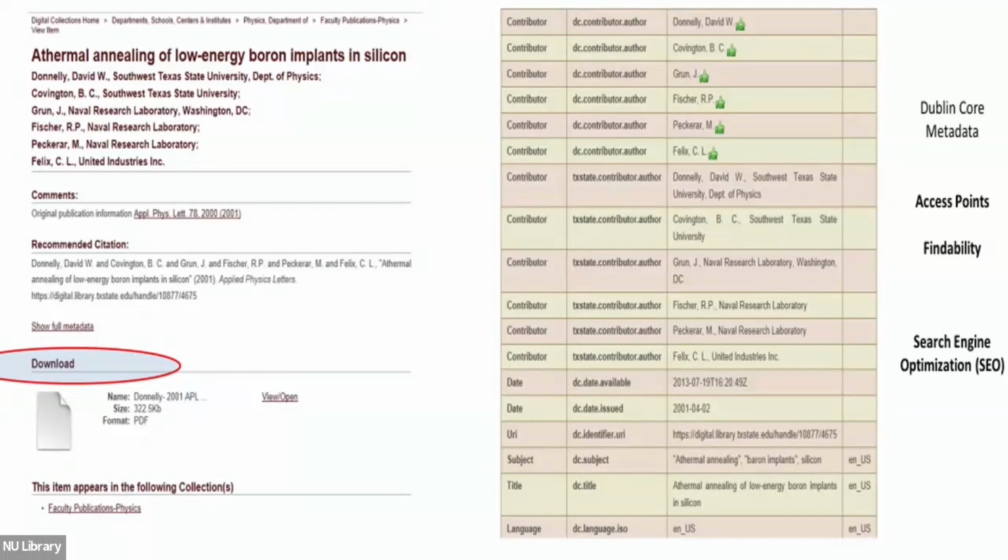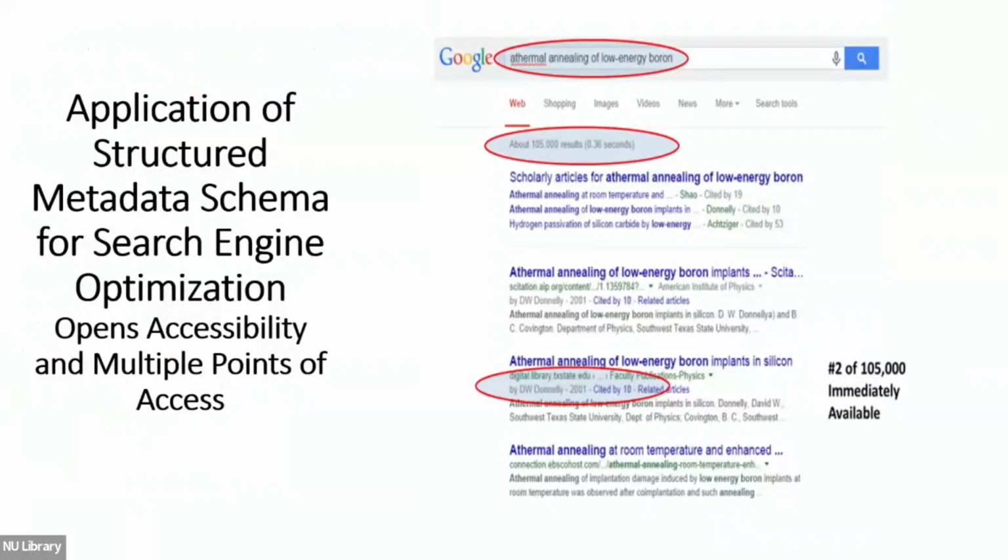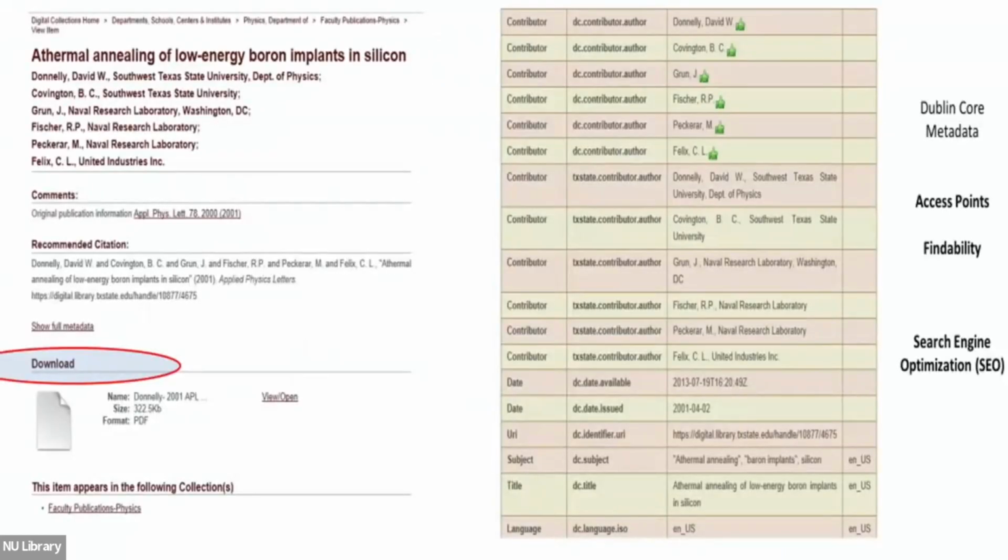But with the application of Dublin Core metadata, a series of access points, it becomes findable. And it's raised on the web. And we've done various tests with this. So the application of structured metadata schema for search engine optimization opens accessibility and multiple points of access. So here was the article.